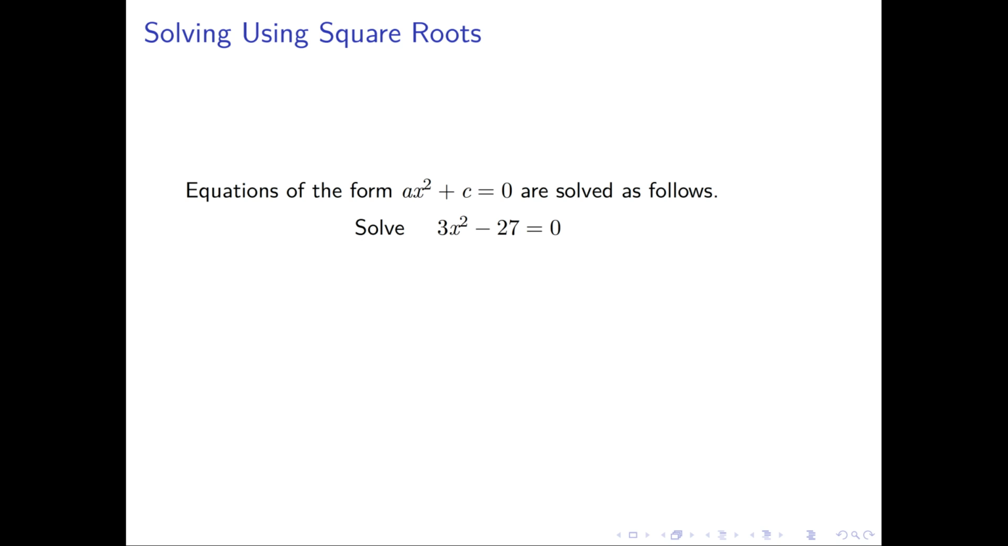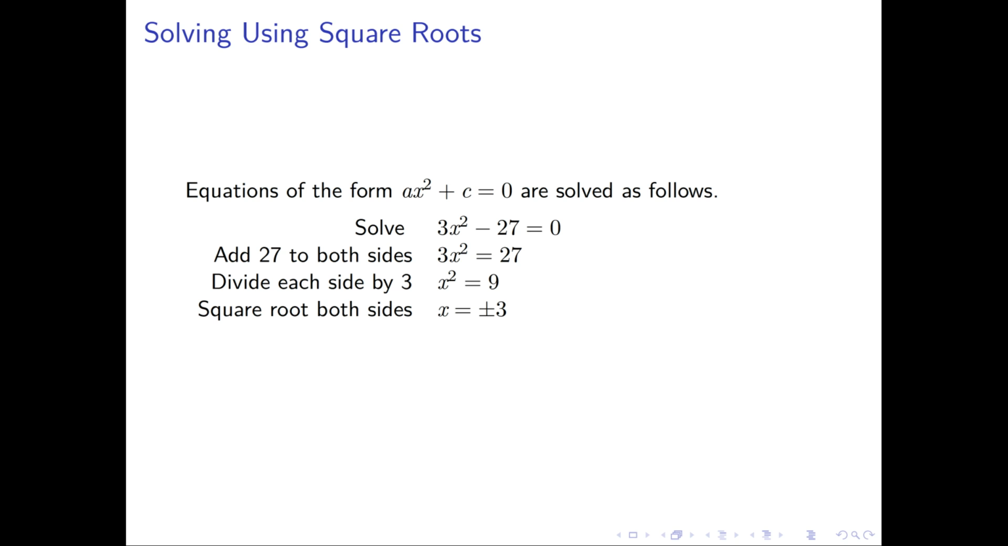Here's an example. Solve 3x squared minus 27 equals 0. So the first step might be to add 27 to both sides. You get 3x squared equals 27. Next, we can divide both sides by 3 to get x squared equals 9. And then find the square root of each side.